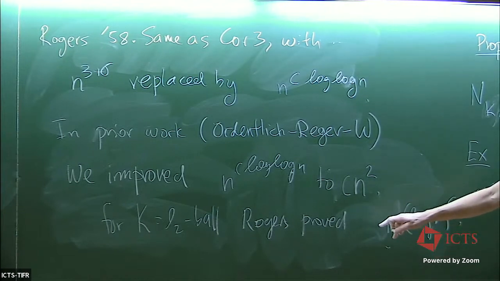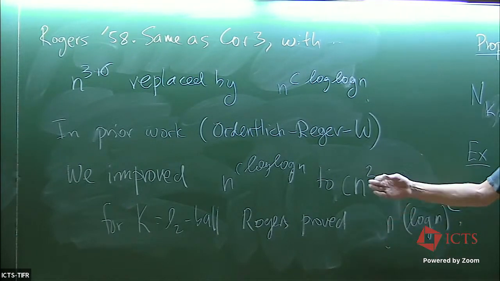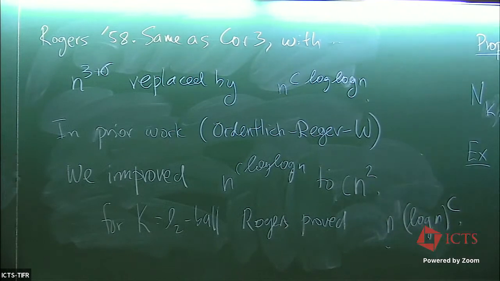There's a lower bound for spheres and for general shapes. The best lower bound is on the order of n. So for spheres, basically, Rogers almost closed the gap completely. And this is again in 58. But for general convex bodies, this was open.